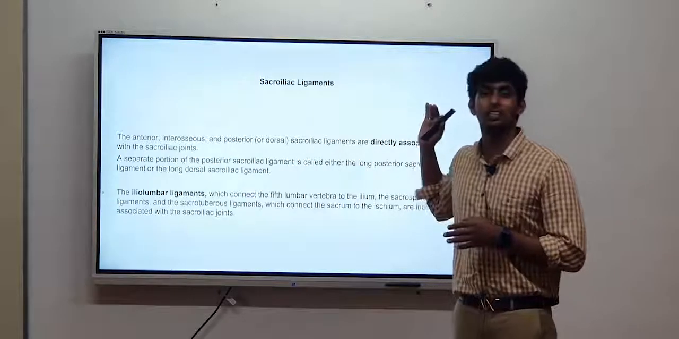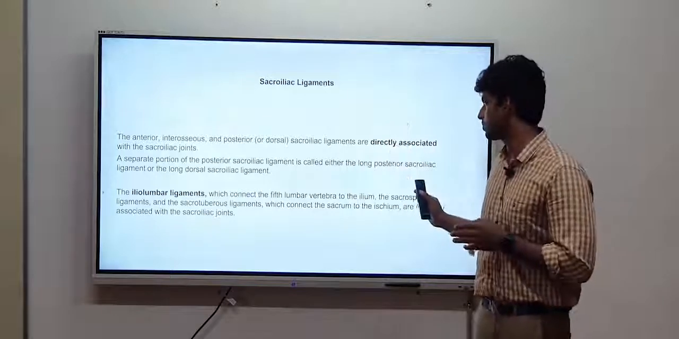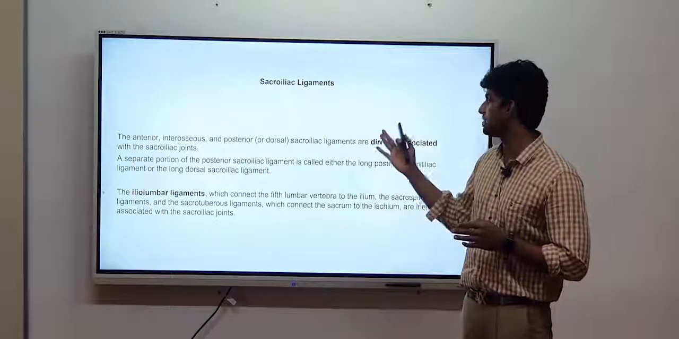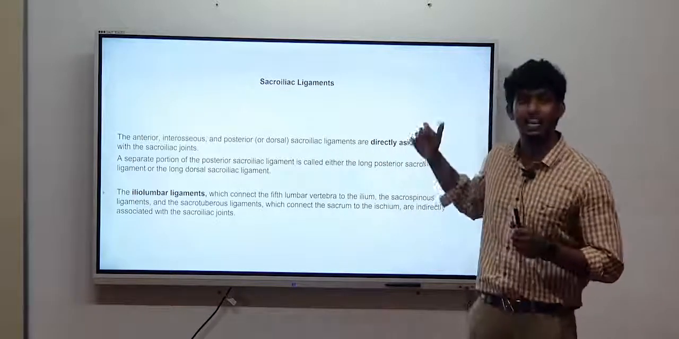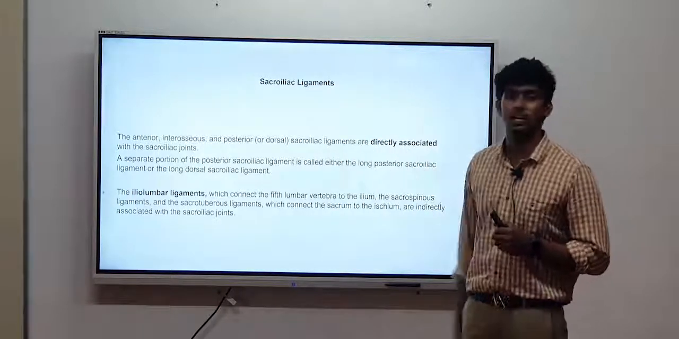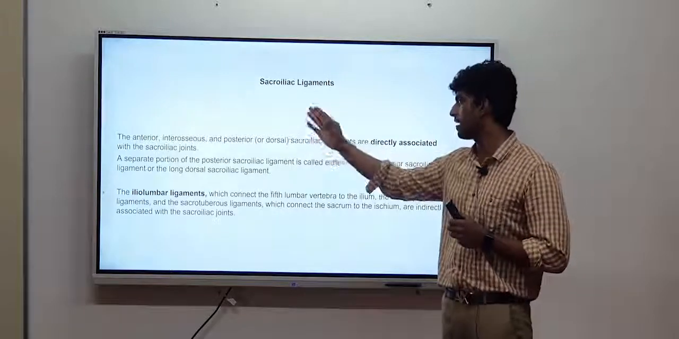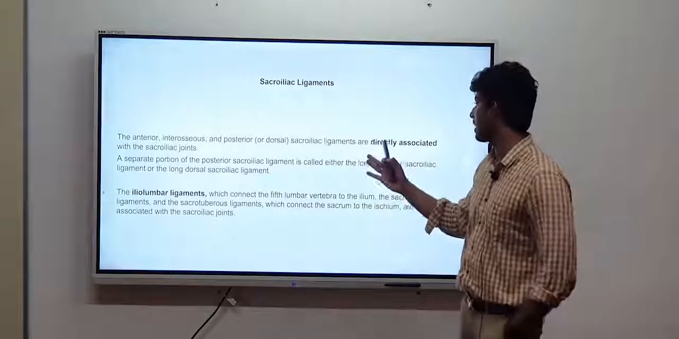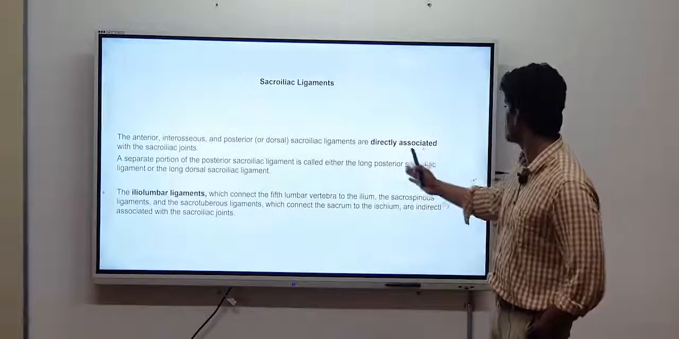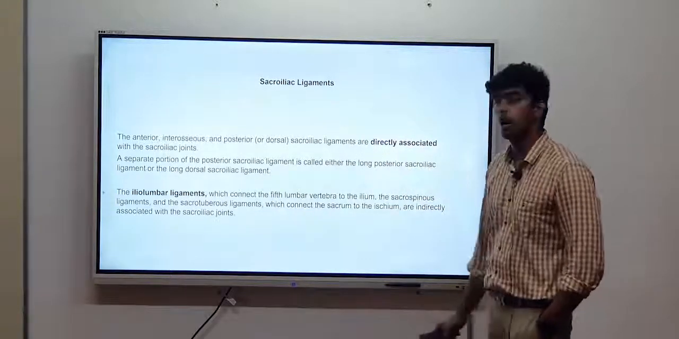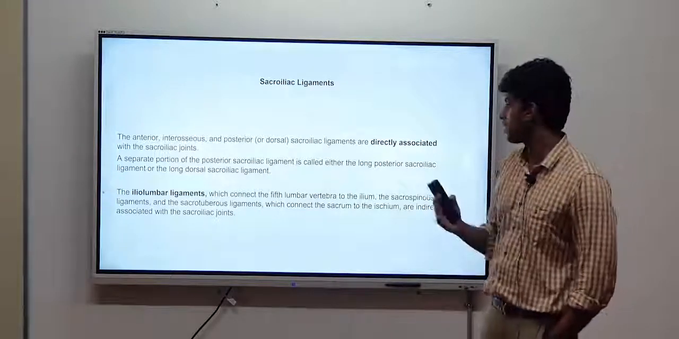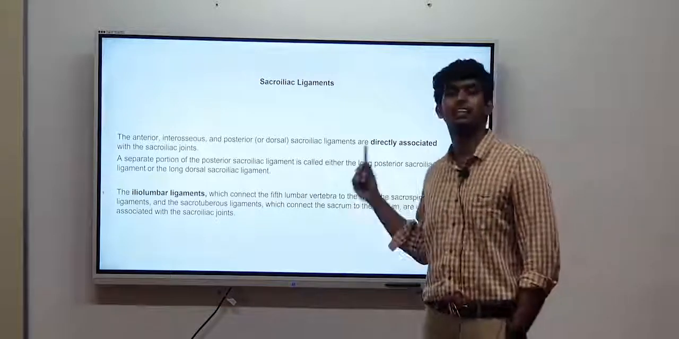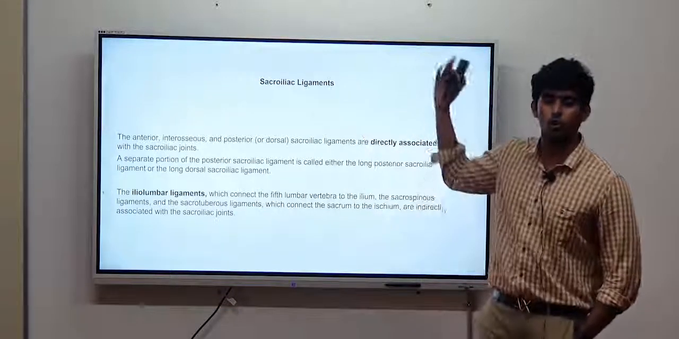Now we are going to discuss the sacroiliac ligaments. So anterior, interosseous and posterior sacroiliac ligaments are directly associated with the sacroiliac joints. There are three: anterior, interosseous and posterior. A separate portion of the posterior sacroiliac ligament is called either the long posterior sacroiliac ligament or long dorsal sacroiliac ligament, and another one is the iliolumbar ligament that we had discussed when we were talking about the lumbar area.